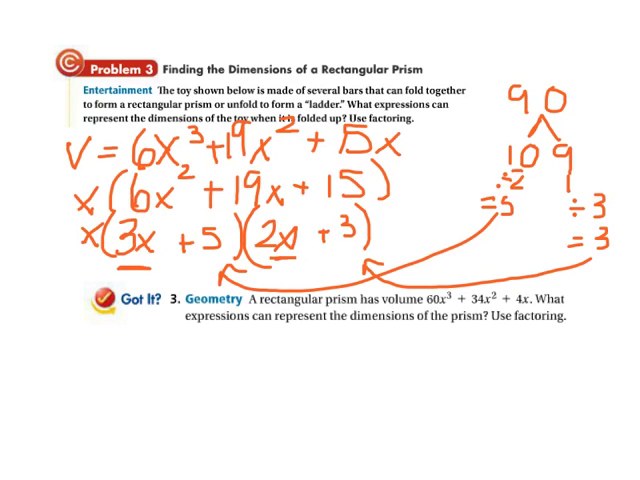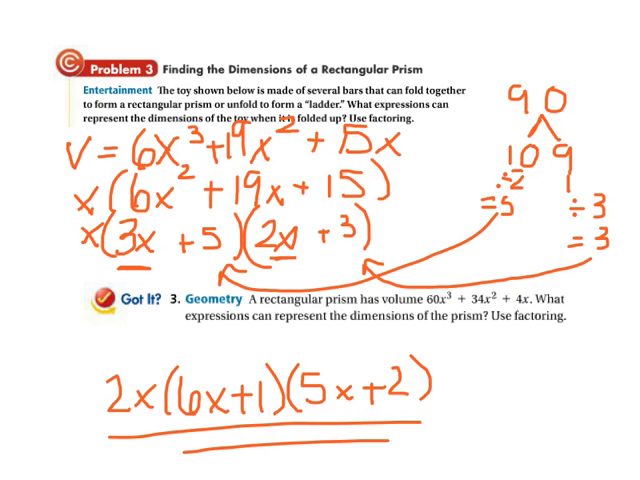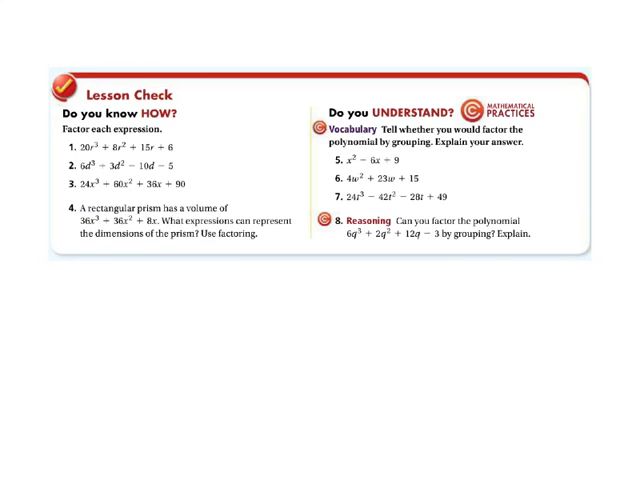Pause the video and try got it 3. Okay, you should have ended up with these 3 factors. I will be looking at the work that you have shown for this to make sure that you did this on your own. So if you did not get these 3 factors, please rewatch how I did problem 3 and try again. Once you have gotten the correct got it's, go ahead and work through this lesson check.